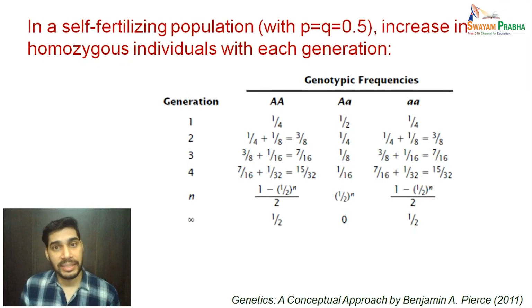In a self-fertilizing population with the frequencies p and q equal to 0.5, there is an increase in homozygous individuals with each generation, as you can see here. In the first generation, the genotypic frequencies of both the dominant and recessive homozygotes are 1/4 and the heterozygote is 1/2. But you can see that with each generation, due to inbreeding, there is a decrease in the genotypic frequency of heterozygotes and an increase in the genotypic frequency of homozygotes. So that is the effect of inbreeding.